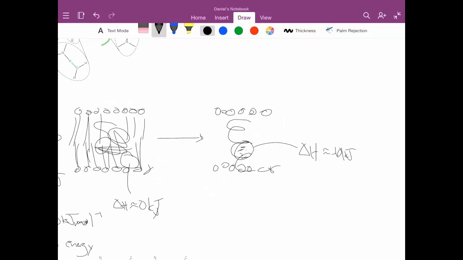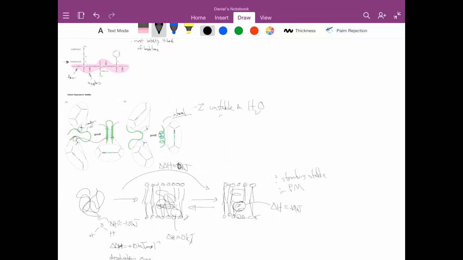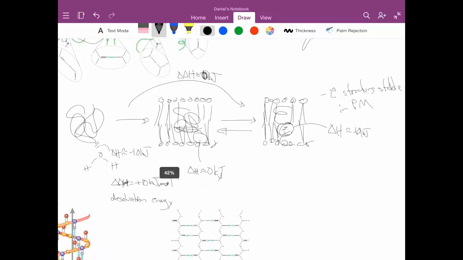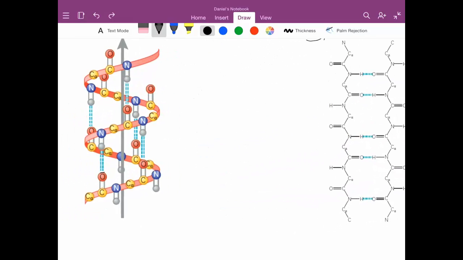And because of that, these secondary structures are very stable in the plasma membrane, whereas they are unstable in water. So now let's take a little bit of a more in-depth look at the hydrogen bonding within these two secondary structures.